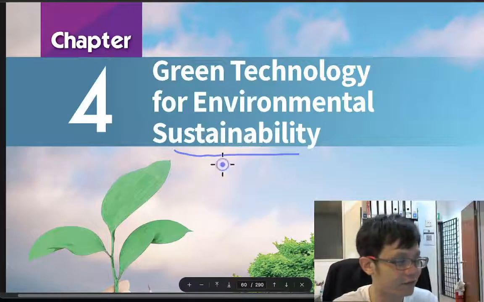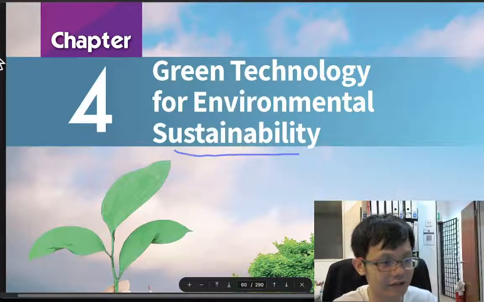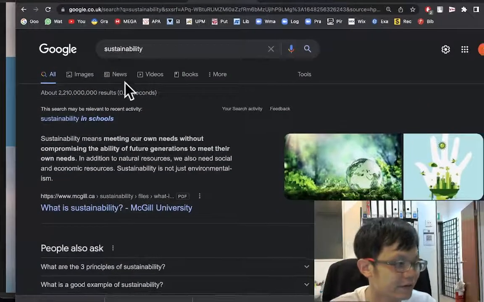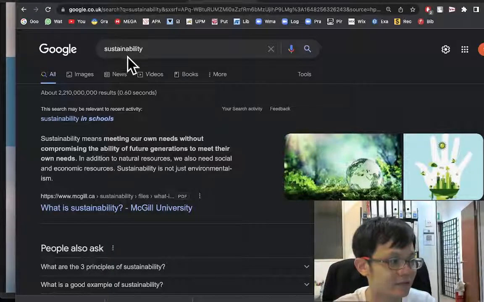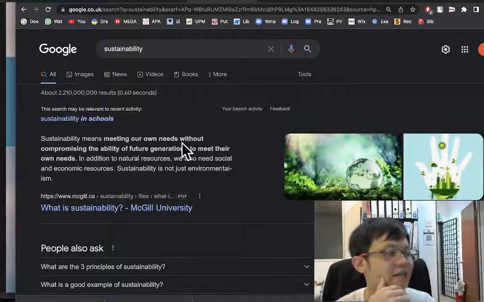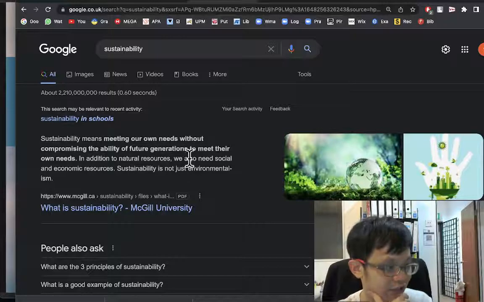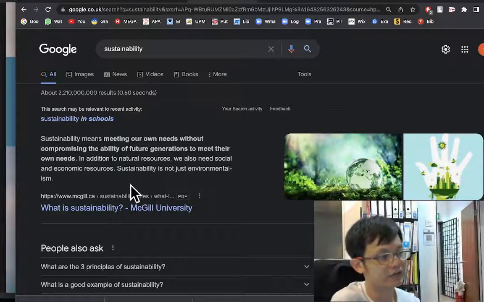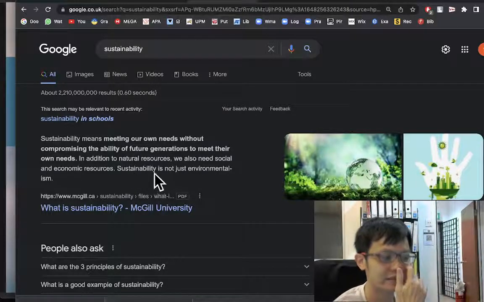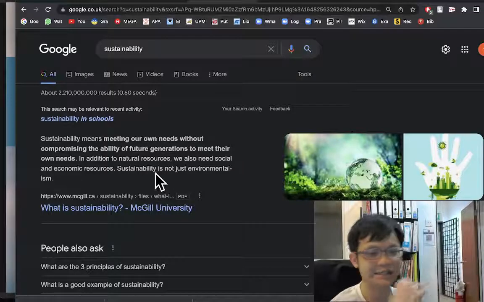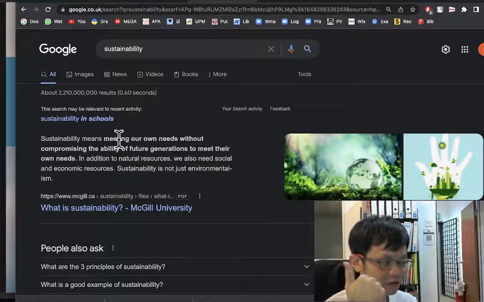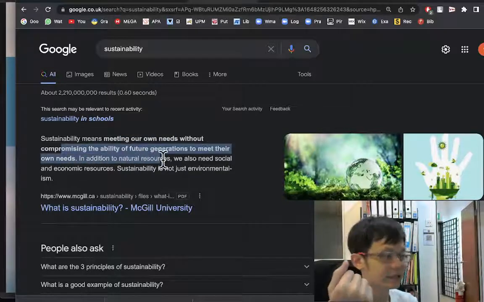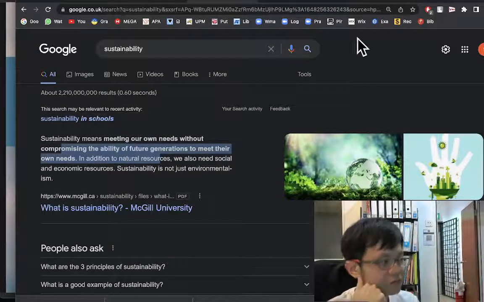Okay, if you Google sustainability, what do you get? The ability to maintain at a certain rate or level. I Googled it and this is what I get: sustainability means meeting our own needs without compromising the ability of future generations to meet their own needs. In addition to natural resources, we also need to consider social and economic resources. Sustainability is not just environmentalism. So you can still meet your own needs, but you are not compromising the future.